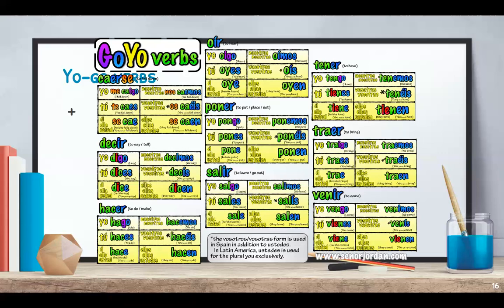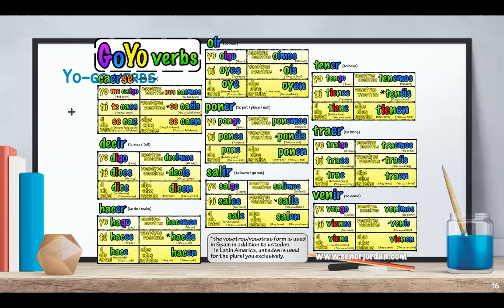Now you can see in this chart, which is a little bit overwhelming, I know, that some of these verbs will change in different ways. Like if you look at tener, which is on the upper right-hand corner there, means to have. You see the yo form is tengo, a go-yo or yo-go, either way. But then when you conjugate the rest of them, it's actually what we call a stem changer.